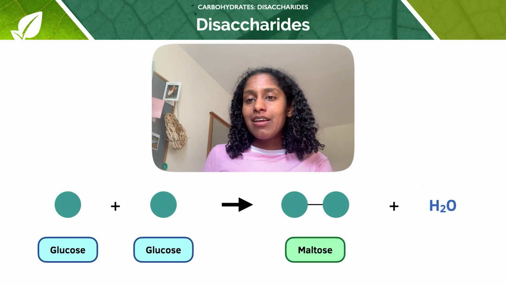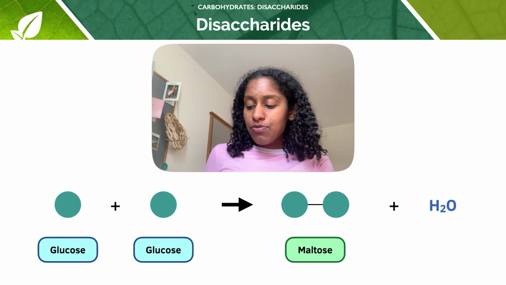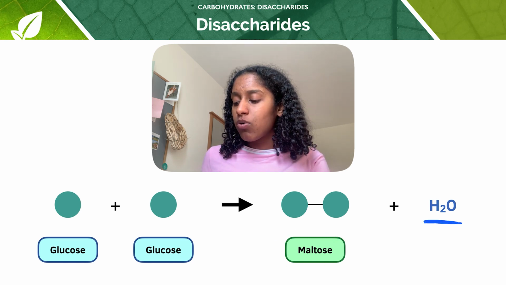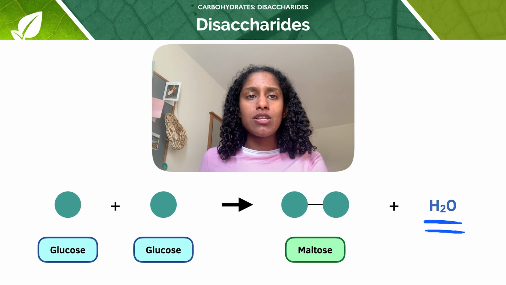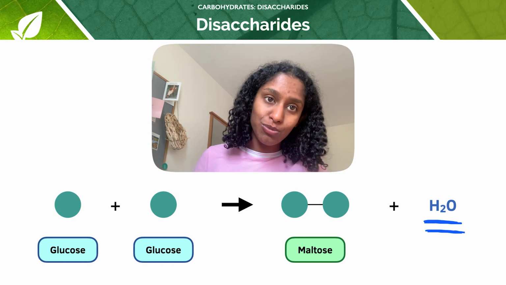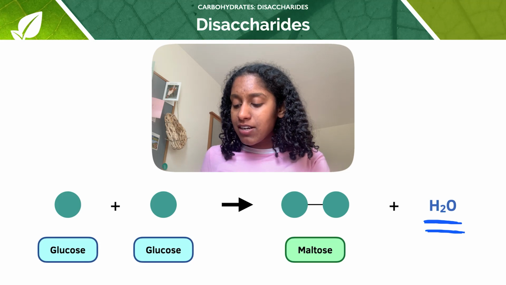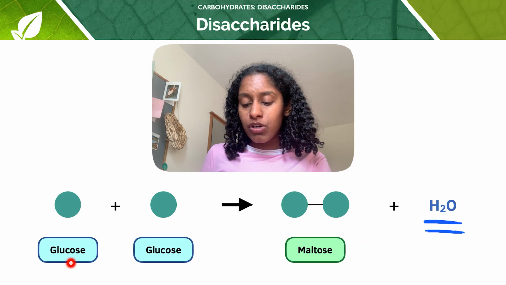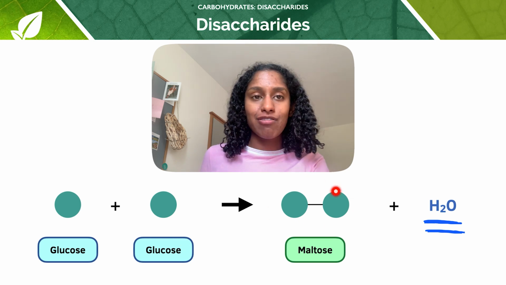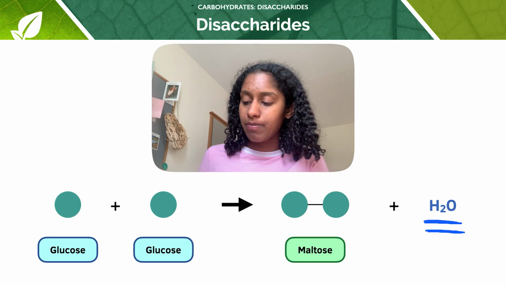Okay, so glucose plus glucose forms maltose, plus water. Remember, in a condensation reaction we are always forming water, so please don't forget that. This is a condensation reaction, so we always form water. And the fact that we form maltose is because we've got the glucose monosaccharide plus a glucose monosaccharide making a disaccharide, and that's always going to be maltose.